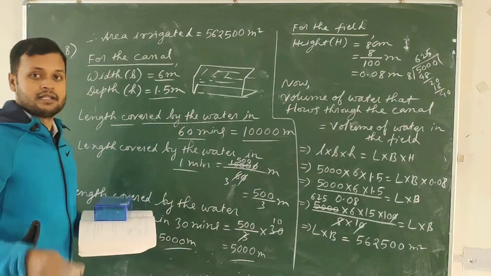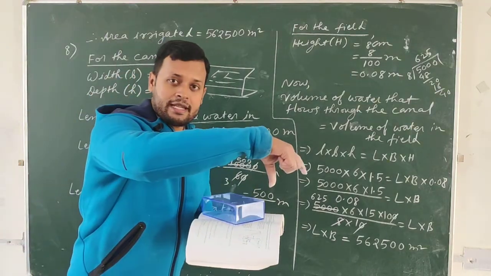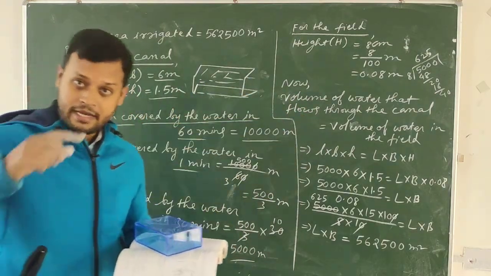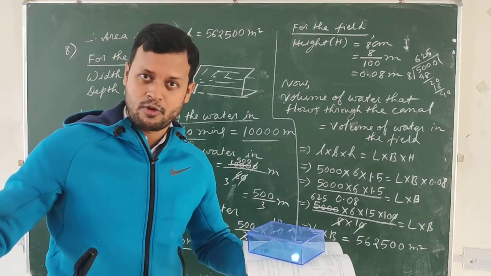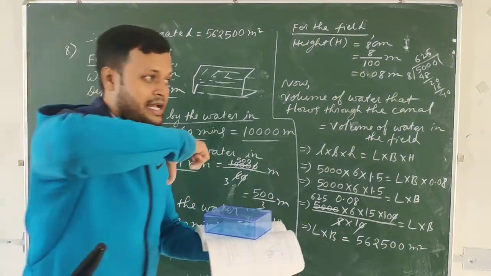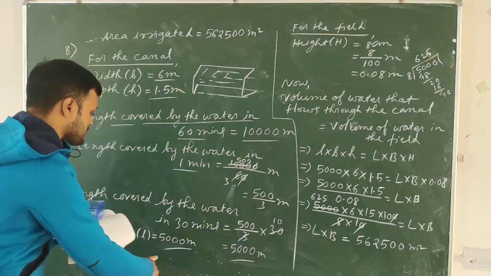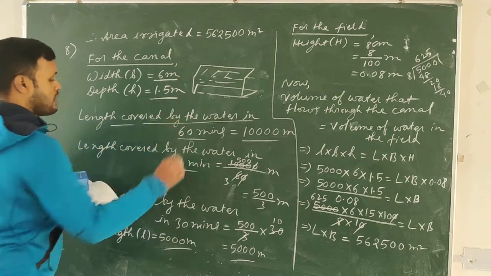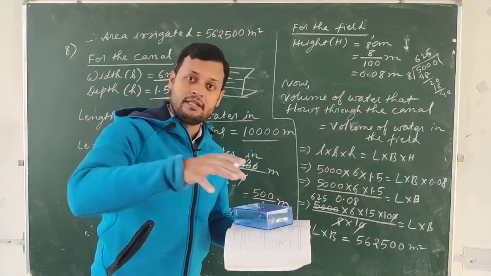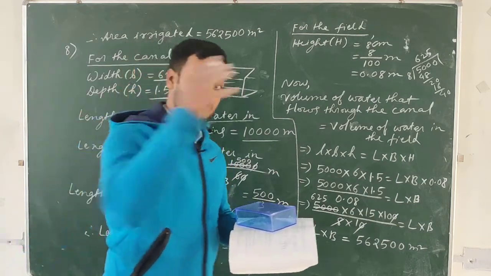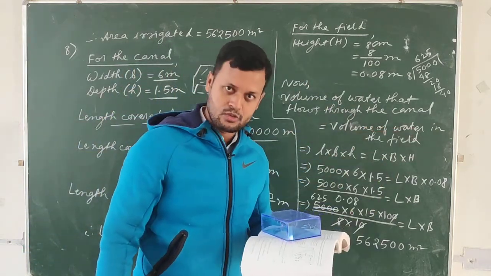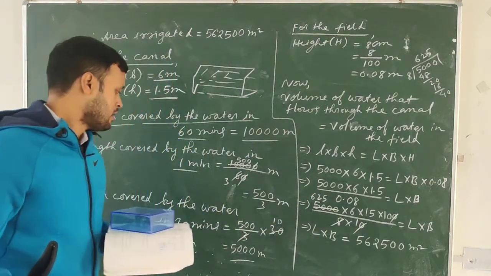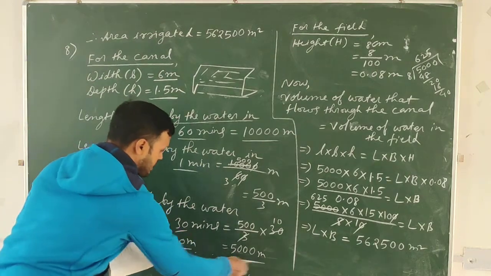The length covered, that means the length of water flowing through the canal. Now you have to consider that the length of the canal is 5,000. Not the actual length. The canal may be long, the canal may be small, but you have to consider a cuboid whose length is 5,000 meter, and width is 6 meter and height is 1.5 meter. How much water in that canal will be there? That much water will only flow in the agricultural field. Understood? Because what is the speed of the water? Speed of the water is 10 km per hour.